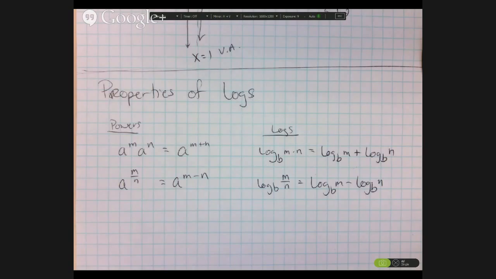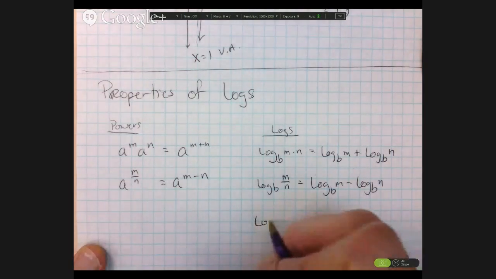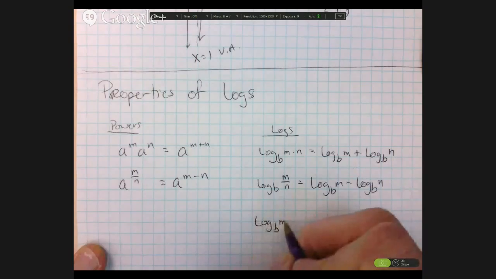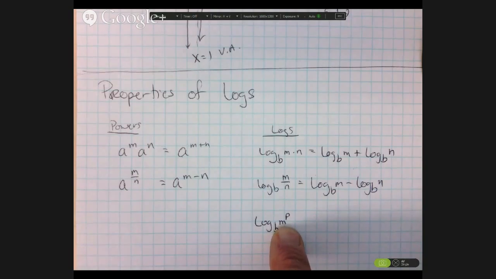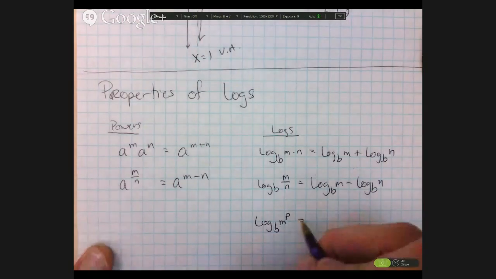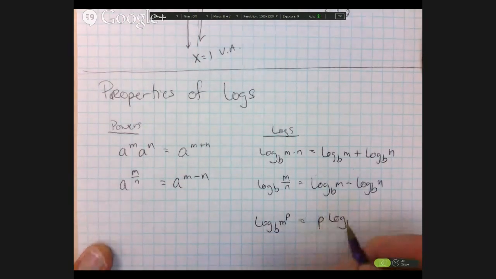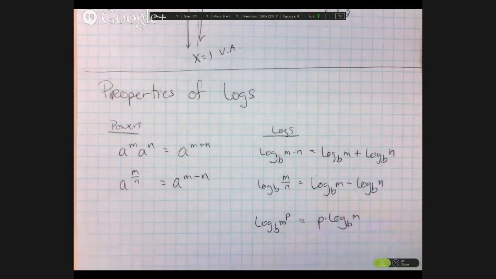And the last one's kind of screwy. It doesn't match up with anything, and it's kind of like, why do they do that? But you just kind of have to accept it. Okay. It's a log with a power on it. So log base b m, and the m has an exponent. Okay, this is the power rule for logs. You can move it out front and multiply.